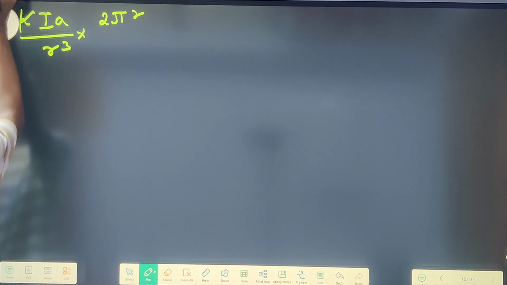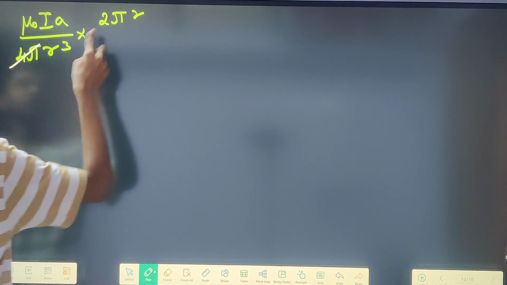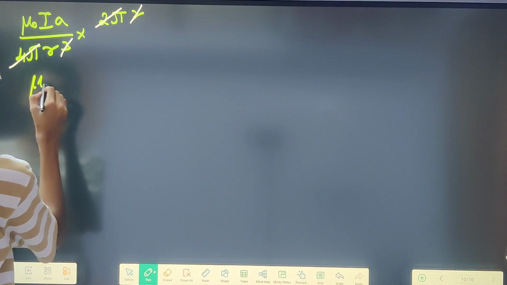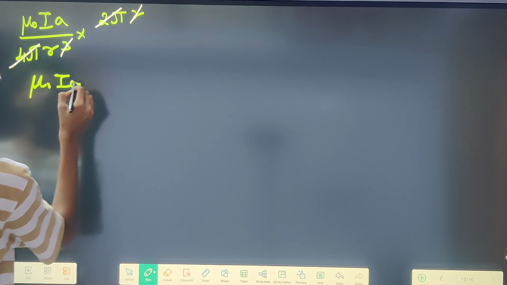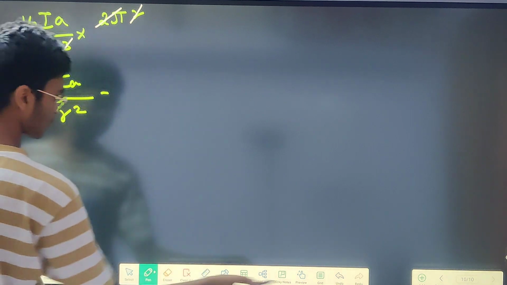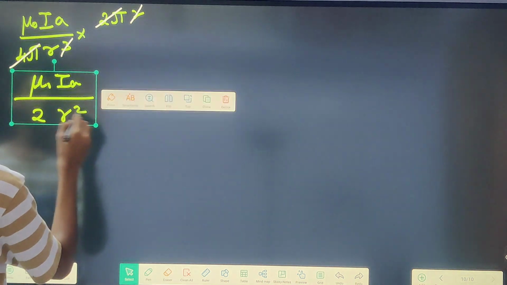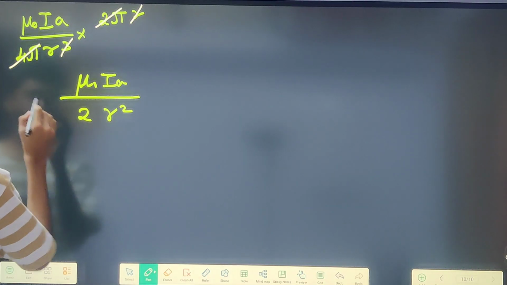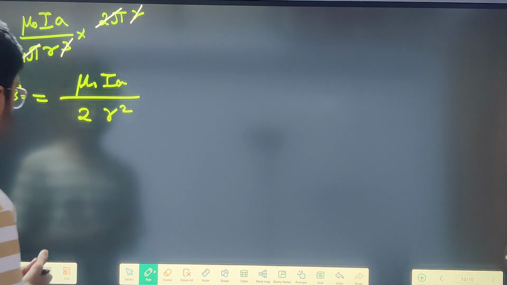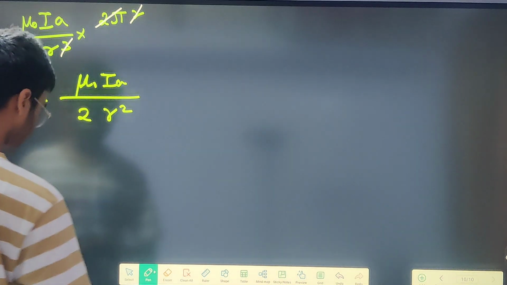So in place of k, what can I write? Mu naught by 4 pi. Mu naught by 4 pi. Okay, so this and this can be cancelled, and the r cube and this can be cancelled. So it will be mu naught IA by 2 r square. So yeah, I have got this. R square is over here. Okay, so what is R square?